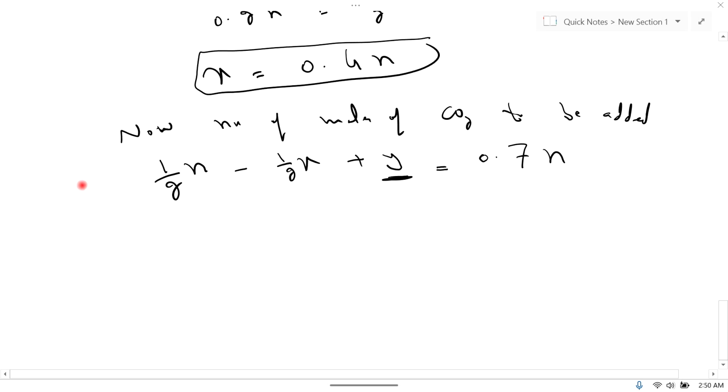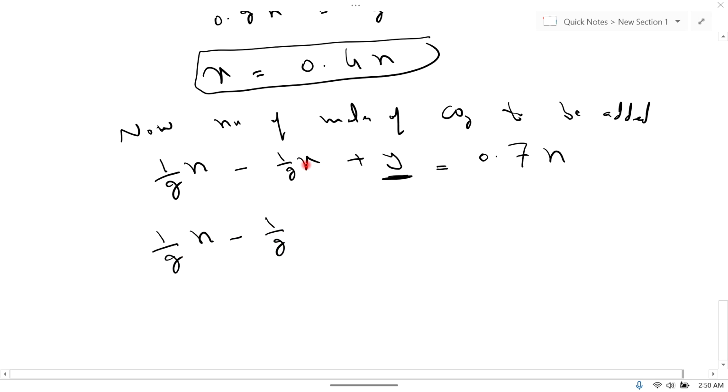Now simplify this for y. So 1 by 2 n minus 1 by 2 x, where x is equal to 0.4 n.